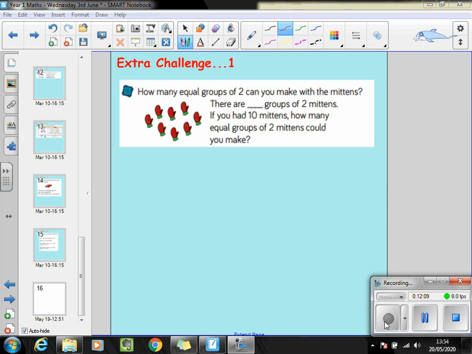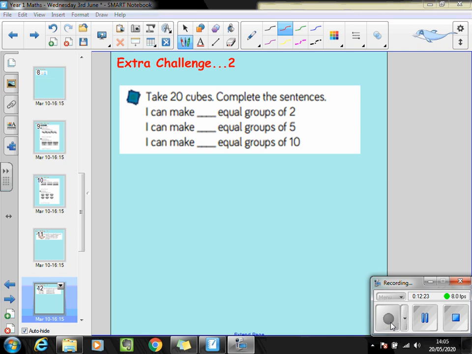And for those again of you who want to push yourself a bit more, have a go at these extra challenges. How many equal groups of 2 can you make with the mittens in the picture? And then complete the sentence. Extra challenge 2. Take 20 cubes or counters or pieces of Lego and have a go at completing the sentences. I can make equal groups of 2. Obviously using 20 items. I can make equal groups of 5, or I can make equal groups of 10.